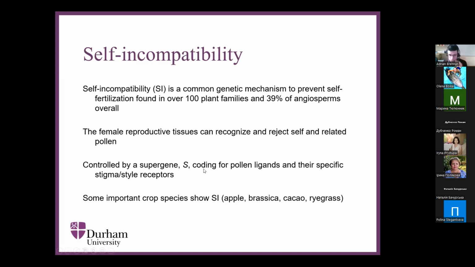And genetically, it's very interesting, because it tends to be controlled by what's known as a supergene. That's a genetic locus that has at least two genes, one that's expressed in the pollen, and the other one that's expressed in the female reproductive tissues. And these are interacting specifically for the self-incompatibility interaction.